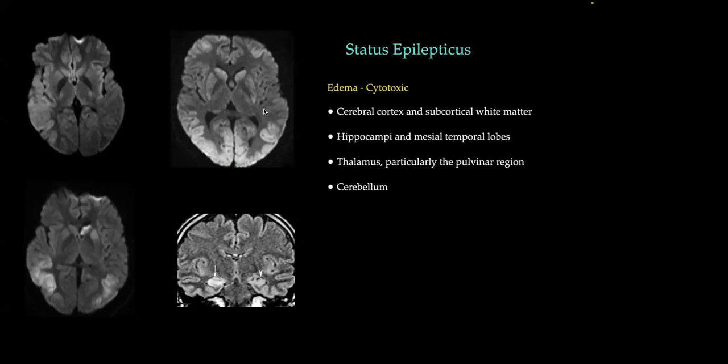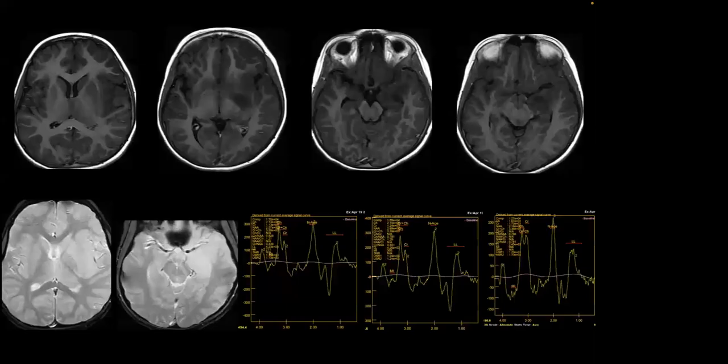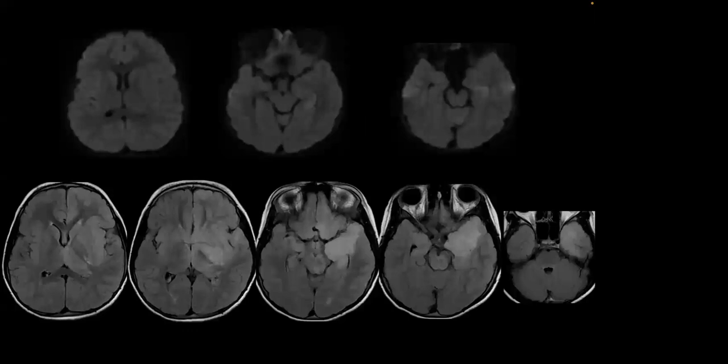So here our question is whether it is a simple MELAS or diffuse glioma, and what diagnostic workup we have to do, because both are associated with a poor prognosis, and how we can help this family, because already there is a loss of 2 children. So what is the best possible thing we can do for this child?